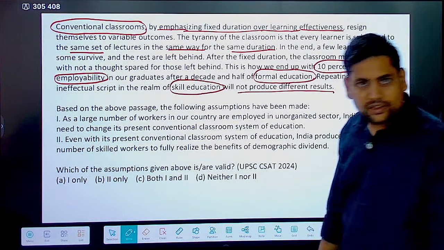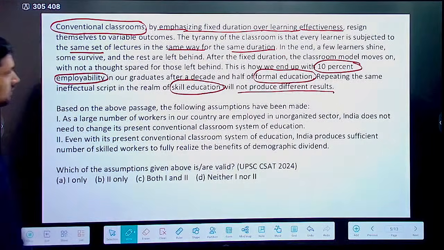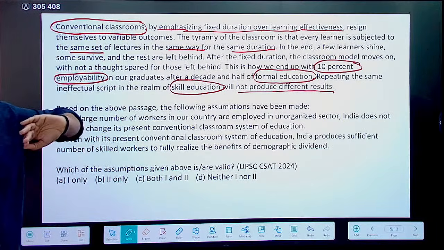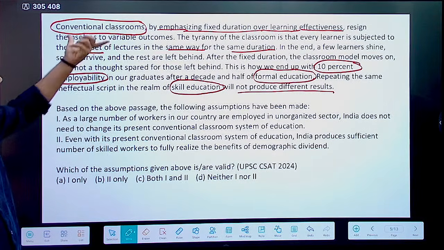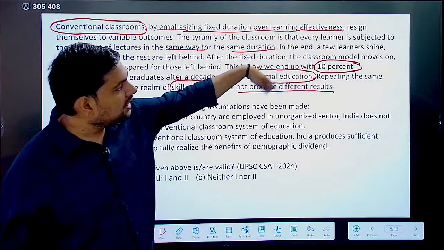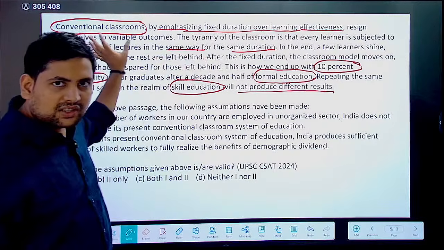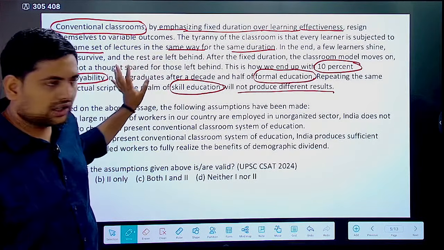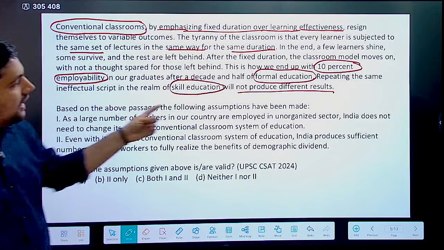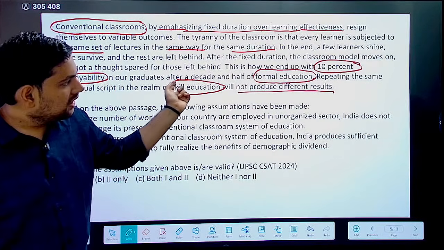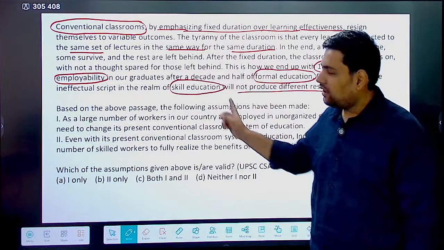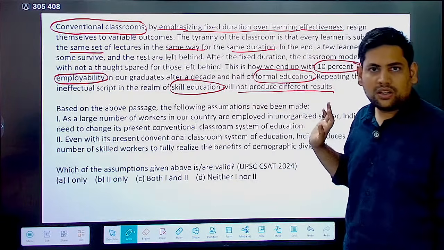Understood? The passage is clear, correct? Now, what I have marked, can you see? I have not marked anything here. You are understanding why? Because I understood that it is first saying that conventional classrooms, by emphasizing fixed duration over learning effectiveness, that means it is critiquing the conventional classroom. Then it is holding it responsible for 10% employability after a lot of formal education. Now, if we do the same thing in skill education, it will not work.